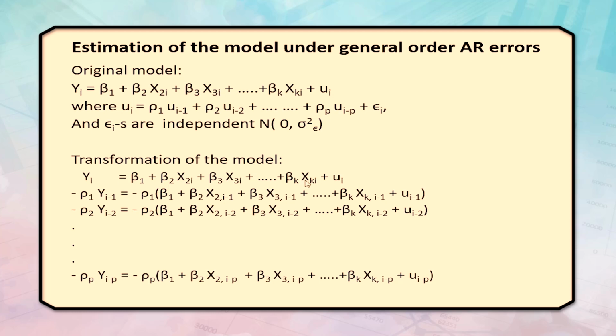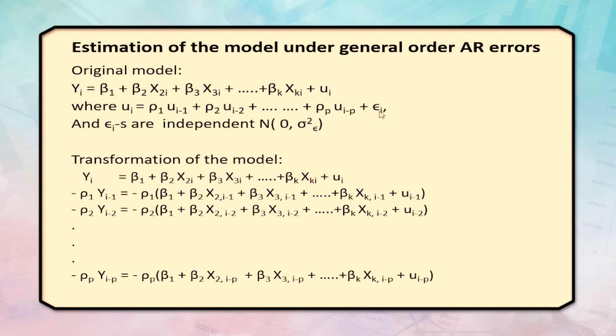The important cue is, if we subtract from u_i the terms rho 1 u_(i-1), rho 2 u_(i-2) and up to rho p u_(i-p), if we can subtract these terms on the right hand side from the term on the left hand side, then we are left with epsilon_i, which follows the properties of the classical model. That is, there is no more any serial correlation or heteroscedasticity or any other departure from the classical framework.